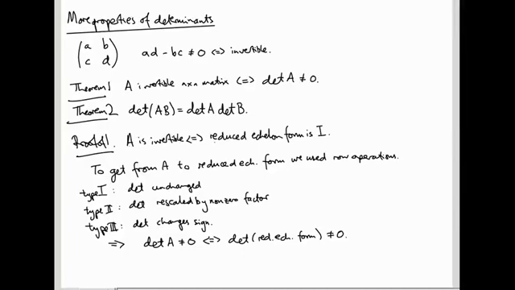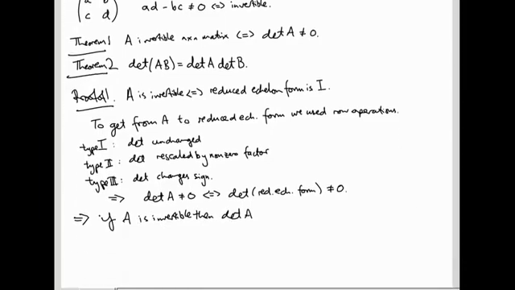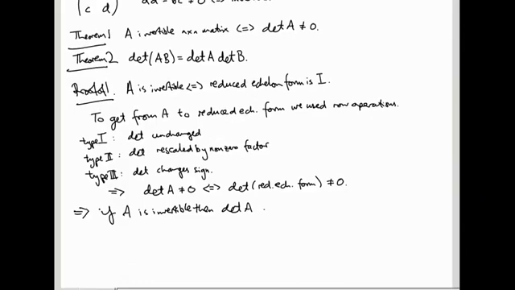So we've seen A is invertible if and only if the reduced echelon form is the identity. That says if A is invertible, then det A is a non-zero multiple of det of the identity, and det of the identity is 1. So being a non-zero multiple of 1 means you're non-zero. So if you're invertible, your determinant is not 0.